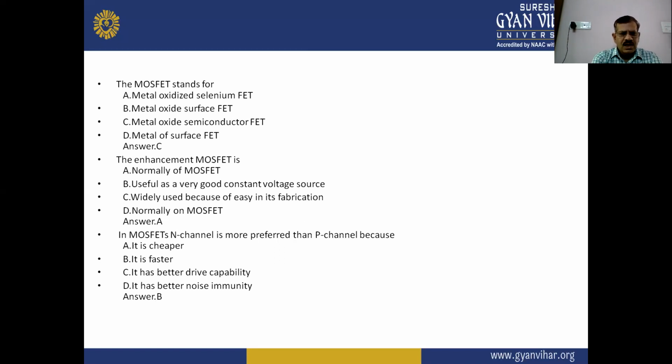So option A, N channel MOSFET is cheaper. The second option, N MOSFET is faster. Option C, N MOSFET has better drive capability. And option D, it has better noise immunity. So for N channel MOSFET, the correct option is that it is faster as compared to P channel MOSFET. The speed of the N channel MOSFET is high as compared to P channel MOSFET. So due to this high speed, N channel MOSFET is more preferred as compared to P channel.